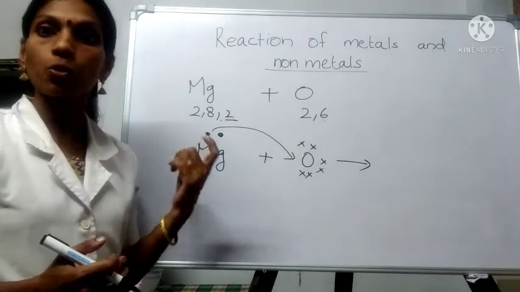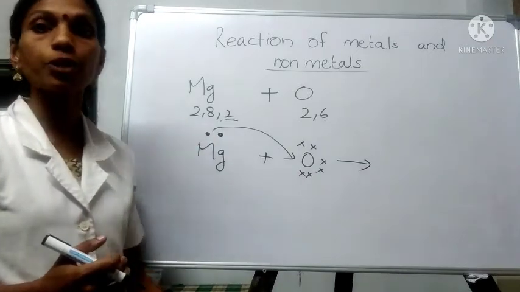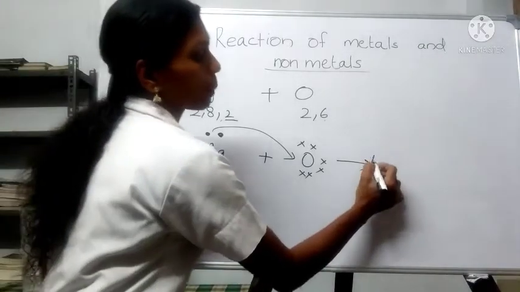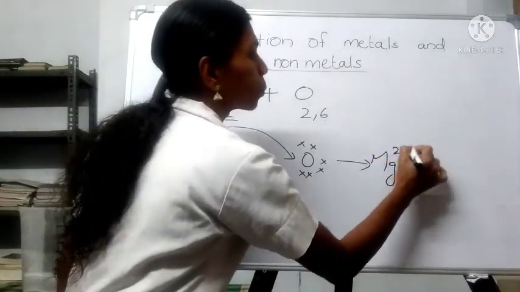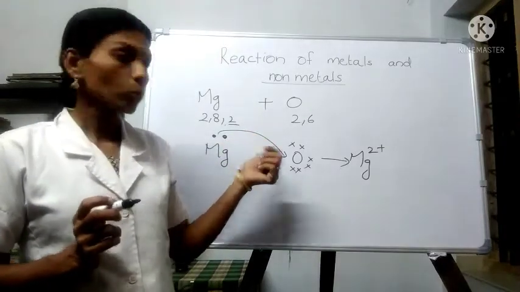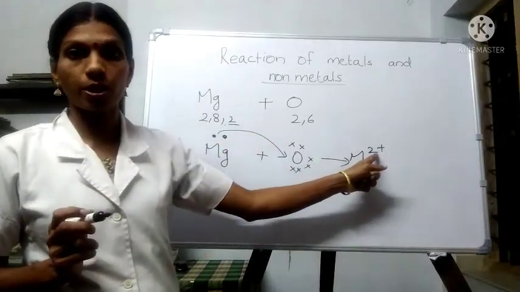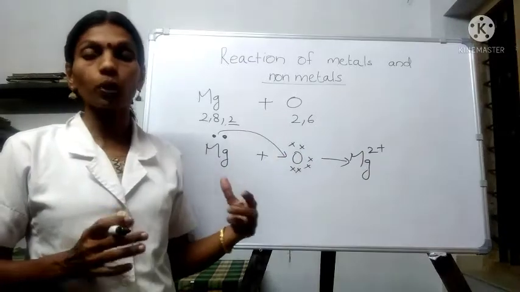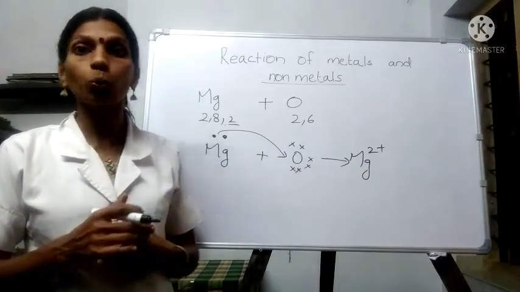Here magnesium is losing 2 electrons, so it will get 2 positive charge that we can represent like this, Mg2+. Since magnesium is losing these 2 electrons, it is getting 2 positive charge. And oxygen is gaining 2 electrons. As a result, it will get 2 negative charge.